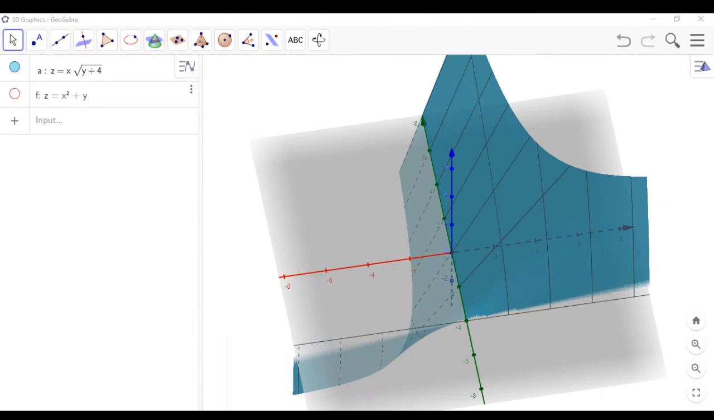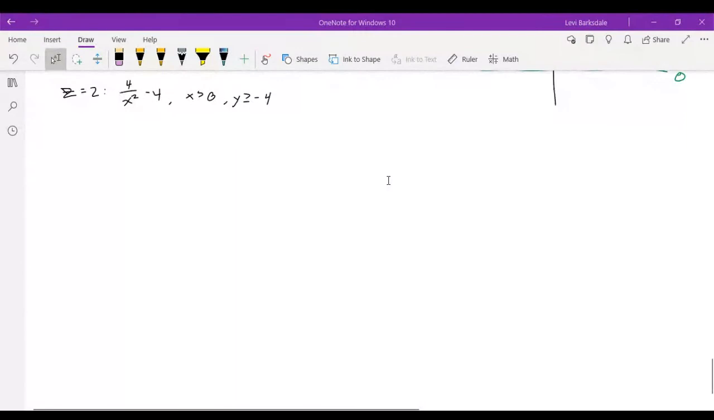All right. In that case, we'll go ahead and move on to something other than level curves. Let's talk about partial derivatives now.